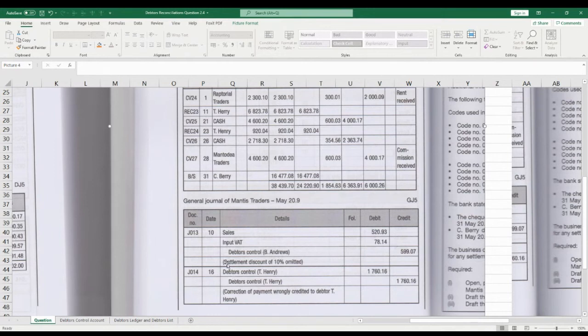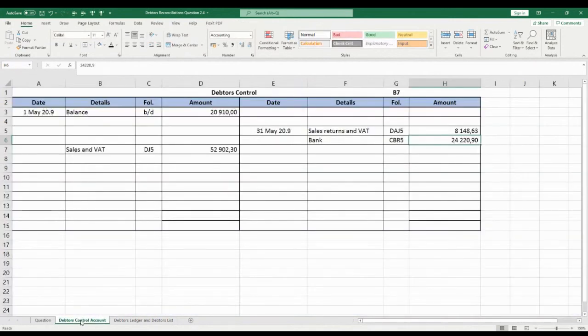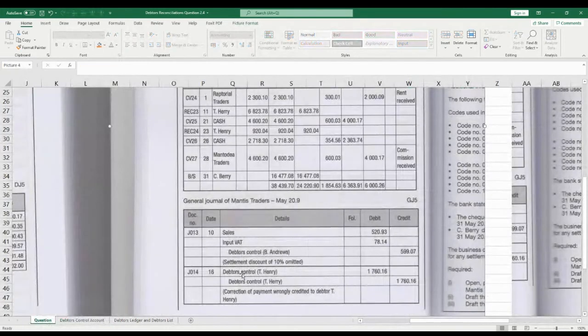Okay, so let's look at the first transaction. We had a settlement discount of 10% that was omitted. So what happened is B. Andrews got a settlement discount and we reduced the balance by $5.99. So what do we have to do? Because it's a credit in the journal, we will credit the debtors control account with that amount. So we capture it at the top. We say it was sales and VAT. It was our general journal 5 and we capture the amount. Okay, so very straightforward.